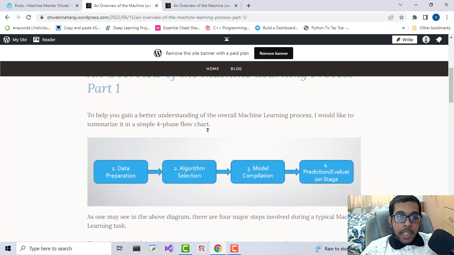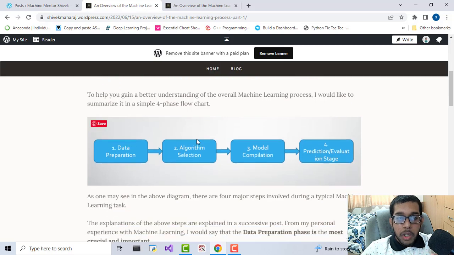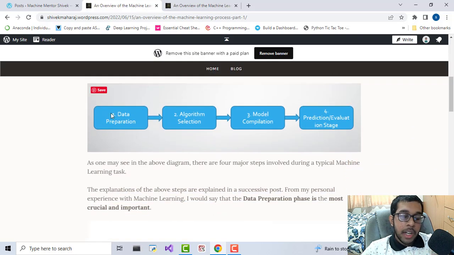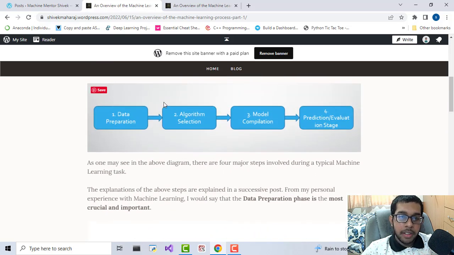Now, to help you get a better understanding of the machine learning process, it can be summarized in a simple four-phase flowchart, okay? 4 steps, 4 simple steps. We have as the first step, data preparation. For number 2, we have algorithm selection. For number 3, we have model compilation. And for number 4, we have the prediction/evaluation stage, okay?